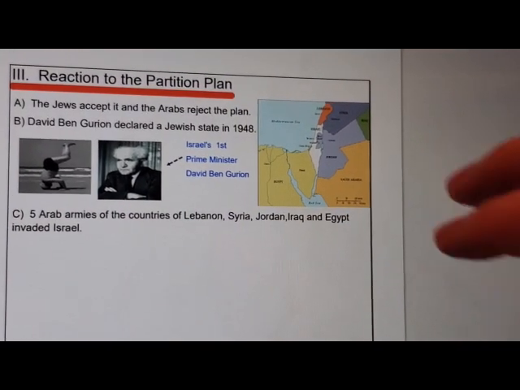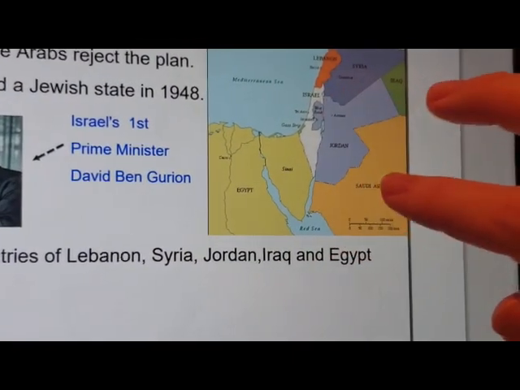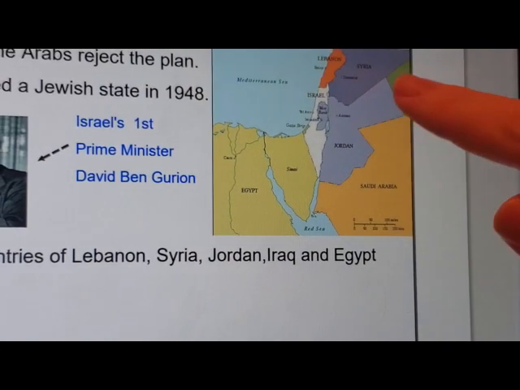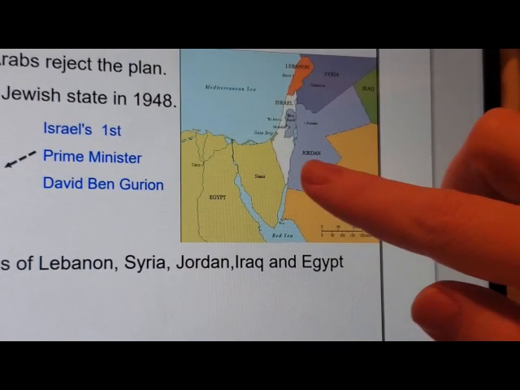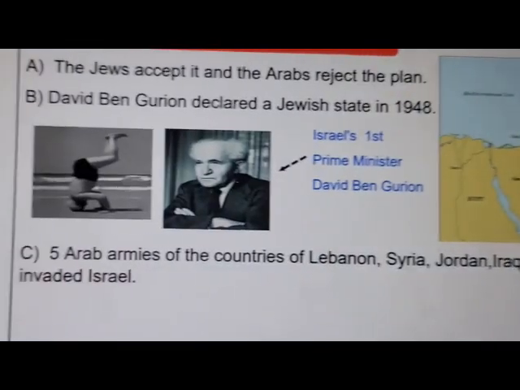So now if you see here, all of these countries around Israel, Lebanon, Syria, Jordan, Iraq, Egypt, they all attacked because they didn't want the Jews to have a country.